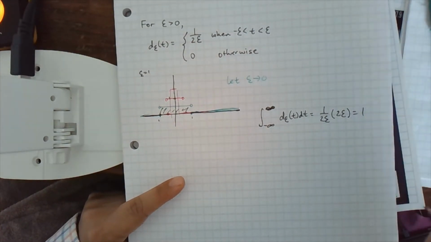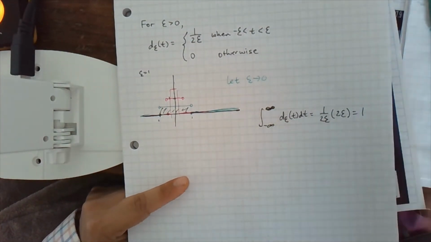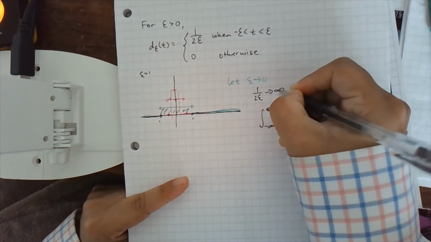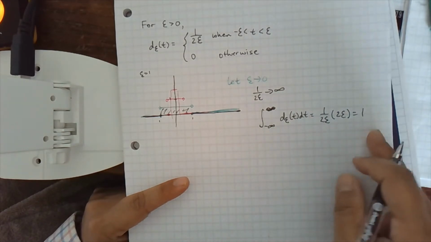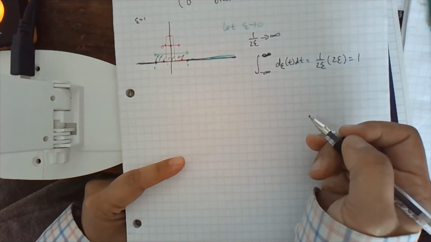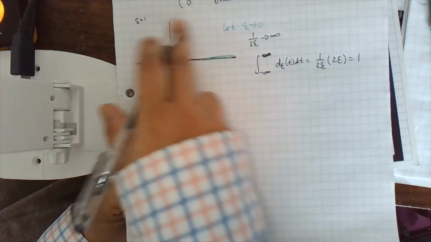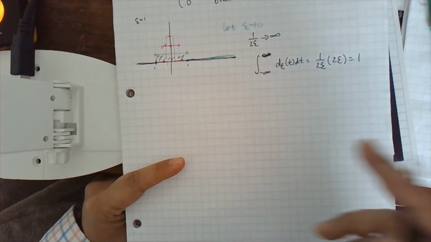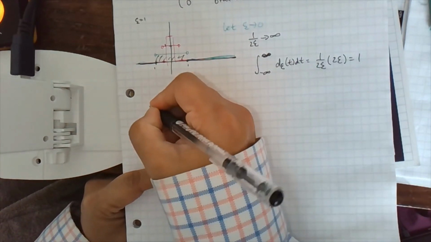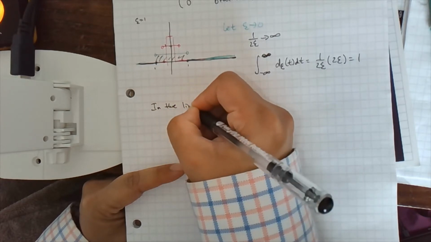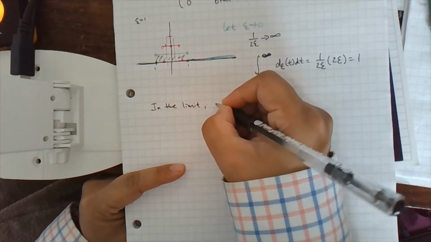Okay, and we see as epsilon goes to 0, 1 over 2 epsilon gets really big, and that's why the area under the curve always stays the same. Okay, think about this function in the limit, like actually let epsilon go to 0. And if we think about it in the limit, then what we end up getting is the Dirac delta function.